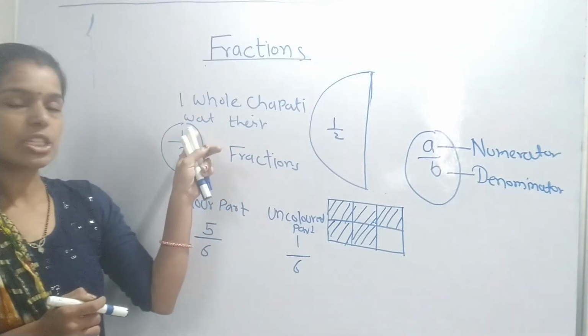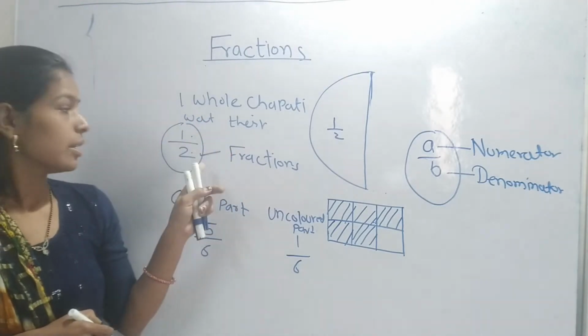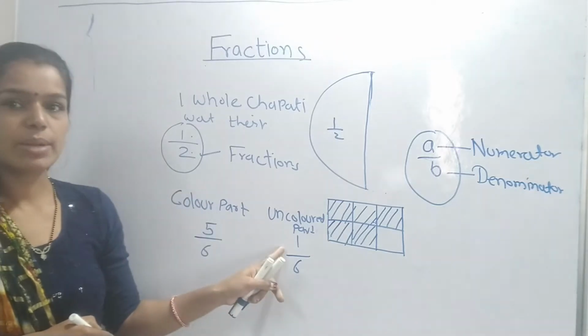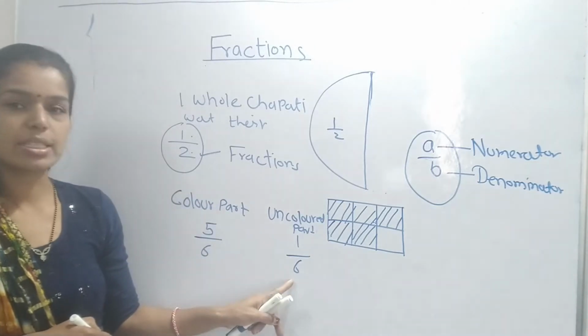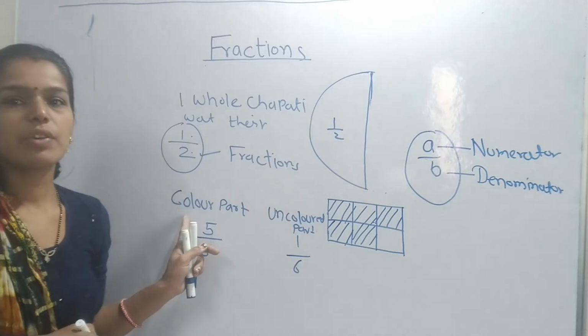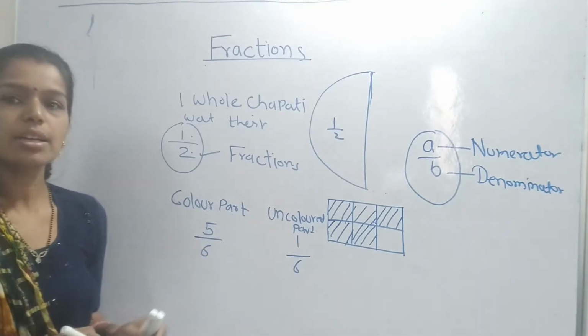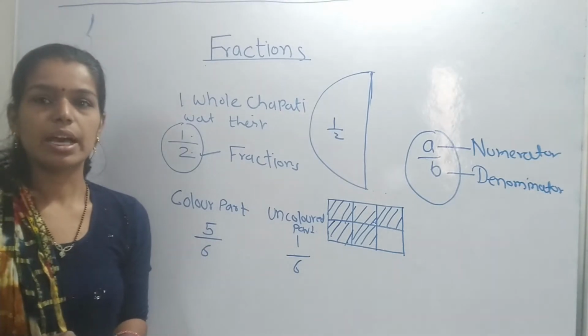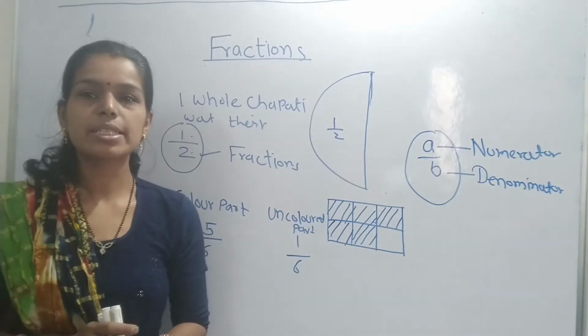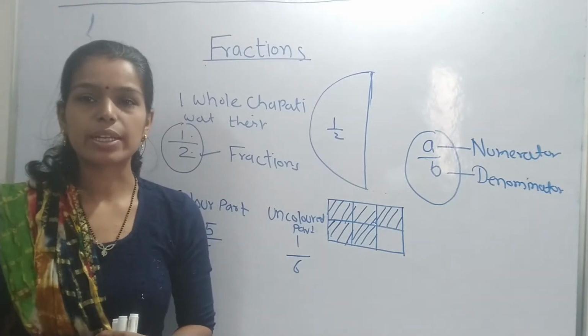So in this fraction, 1 is the numerator and 2 is the denominator. In this fraction, 1 is the numerator, 6 is the denominator. In this fraction, 5 is the numerator and 6 is the denominator. Now let's go towards the next topic, equivalent fractions.